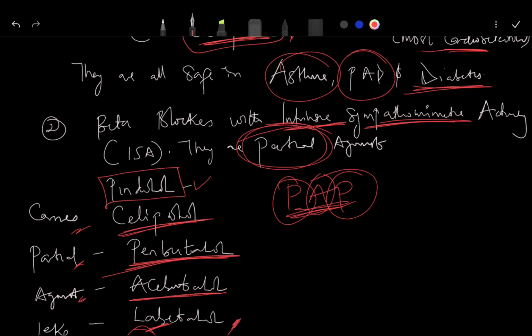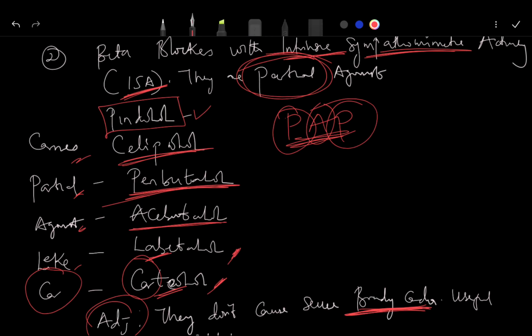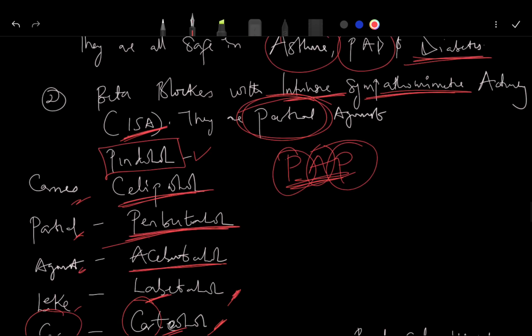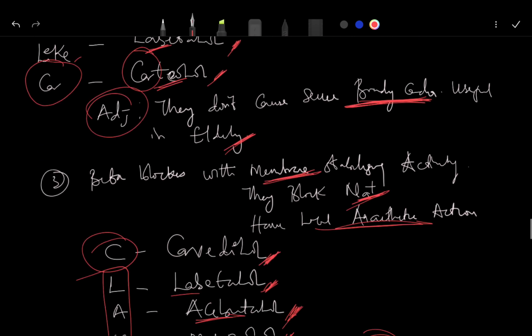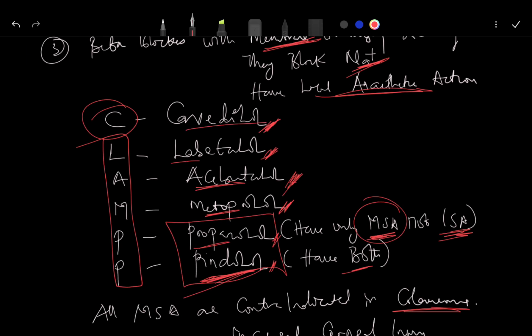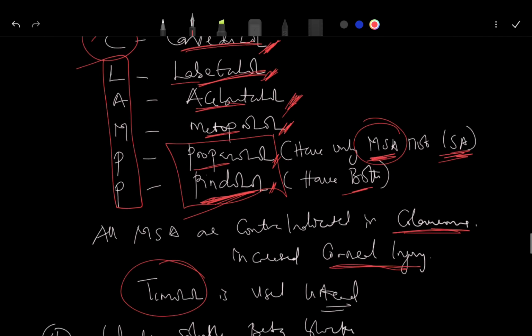Then we also have beta blockers with ISA, intrinsic sympathomimetic activity. Here the mnemonic was PAP. Here we have pindolol, acebutolol, penbutolol, carteolol, labetalol, and celiprolol. Again we are seeing celiprolol. So celiprolol is in the first and the second also. Then beta blockers with membrane stabilizing activity. Here we now have carvedilol, labetalol, acebutolol, metoprolol, propranolol, and pindolol.